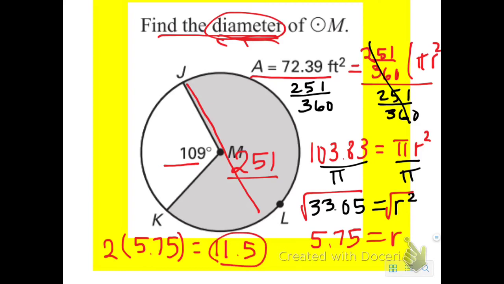All right, we'll be working some more on these. Just remember that you use the area formula to find the area of a sector. And then the sector is only part of the circle, so you have to multiply the area times the part of the circle that you're concerned with.